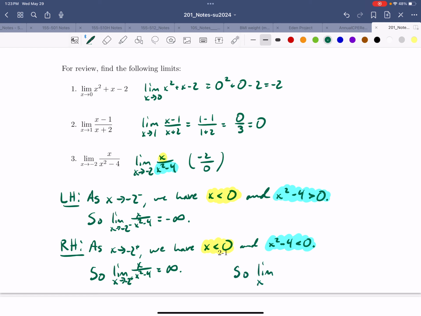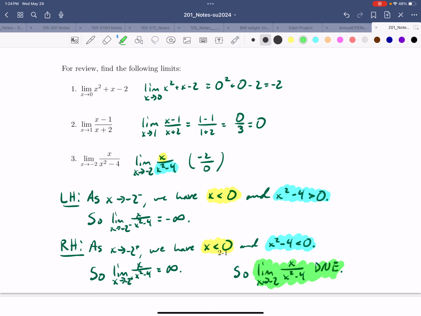So the limit as x approaches -2 of our function, not only is it infinite, it doesn't even exist, right? Because the left and right hand limits don't even equal each other. So that's our answer. That's our actual answer.